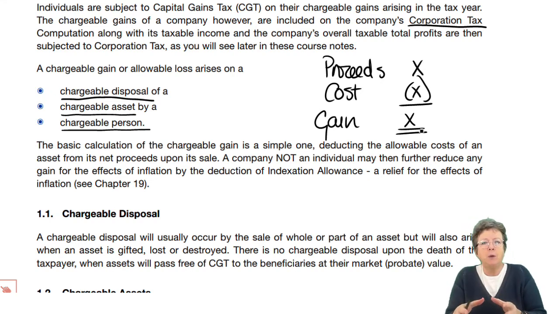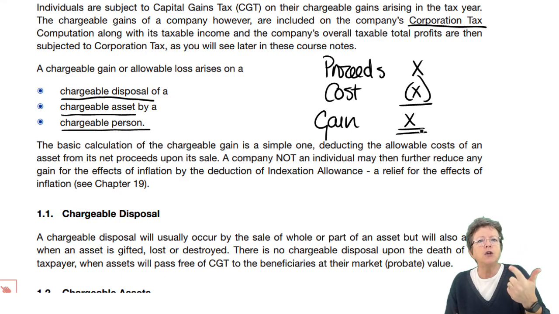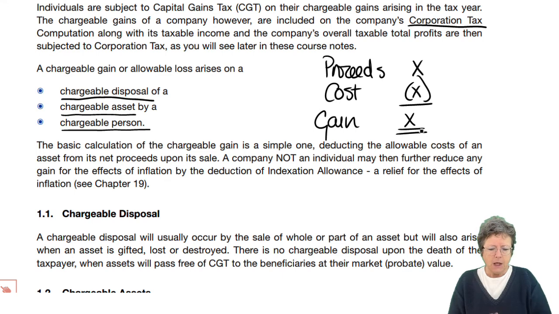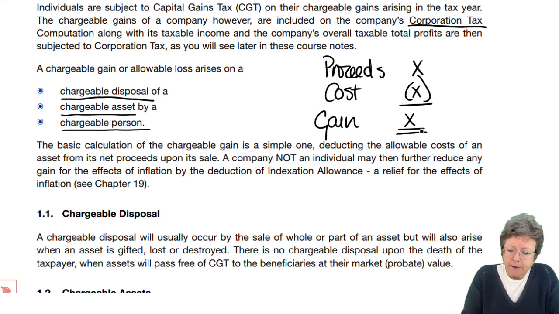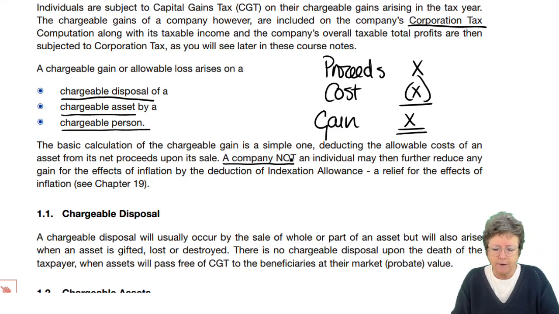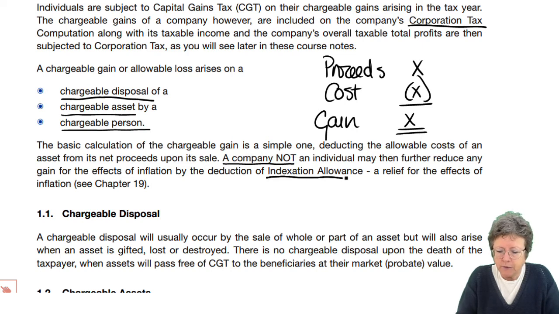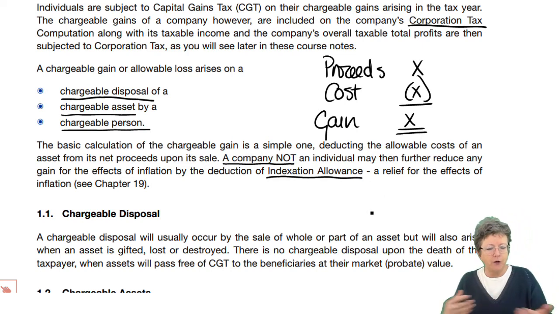That's what I want you, every time you have a capital gains tax computation to do, to think, what are the proceeds? Have they been given to me, or do I have to work them out? Because that is sometimes the case. What is the cost of that asset? Sometimes, again, that is given to you, and sometimes you've got to work that out. And there are certain elements that we need to add in as well. But proceeds less cost equals gain. In companies, just a note on this, we will do it later when we do corporation tax. They get what's known as indexation allowance, and that's a relief for the effects of inflation.